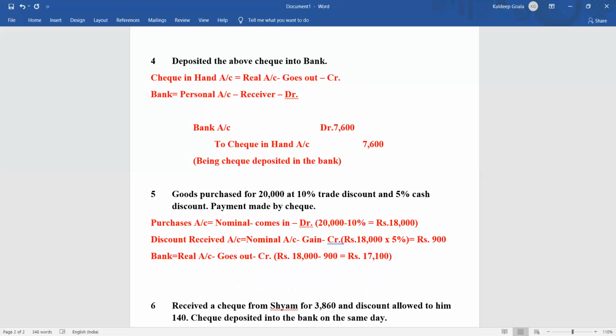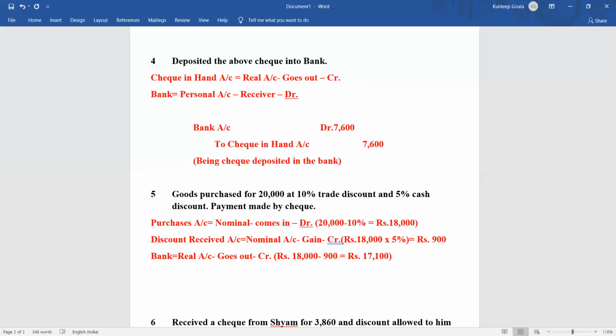So what you will do now is simply make the journal entry. We all know what the journal entry will be. What is the item we write first? It is a debit item. Purchases account debit, 18,000. Why 18,000? Because trade discount will not be recorded.